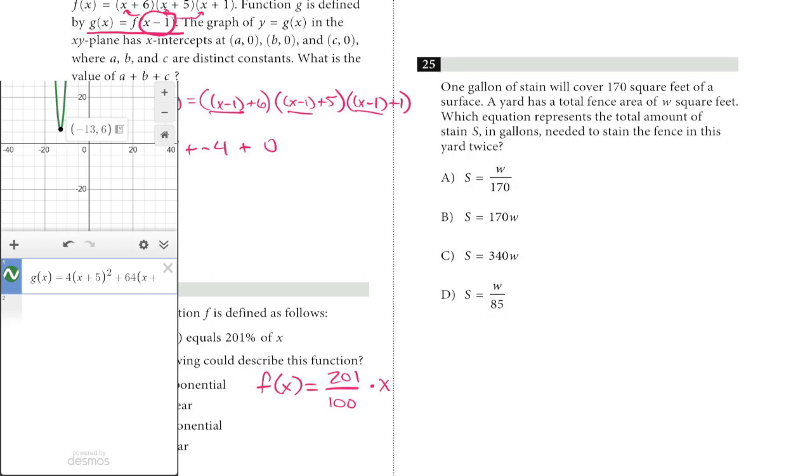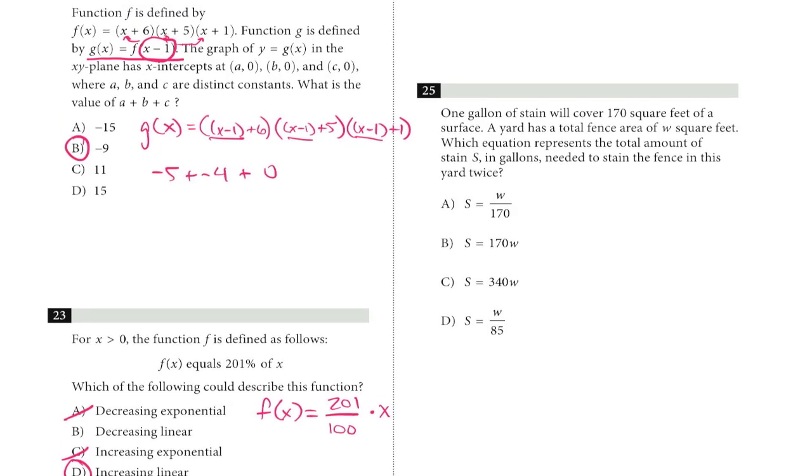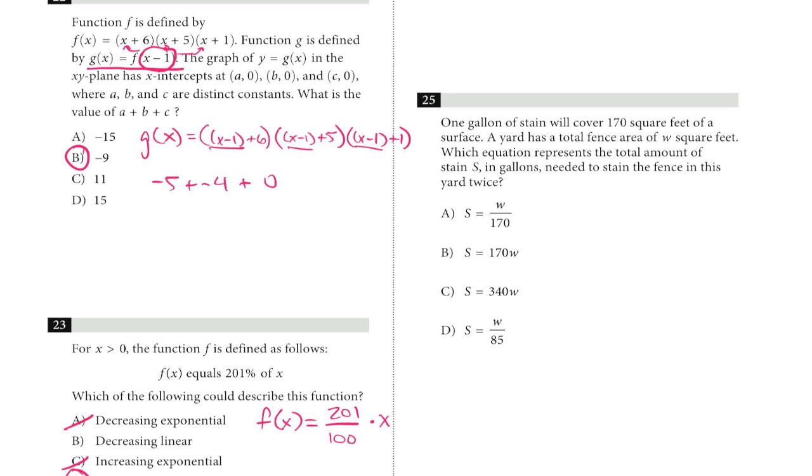All right, number 25. It says 1 gallon of stain will cover 170 square feet of a surface. A yard has a total fence area of W square feet. Which equation represents the total amount of stain S in gallons needed to stain the fence in this yard twice? So they said 1 gallon will cover 170 square feet of surface. So I kind of like thinking of that as a rate. It's 170 square feet per 1 gallon.